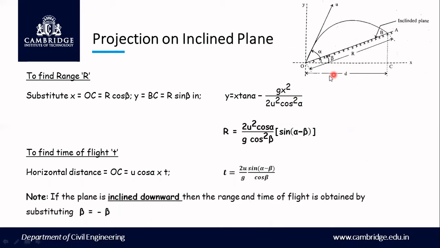If the angle of this inclined plane beta is upwards like this, you will take it as positive. If it comes down, it will be negative. So what will be the difference in the equation here in R and T? It's just that wherever you find beta, instead of beta, you're going to substitute minus beta. That's it. Only that difference will be there. So we can see the problems for that also.